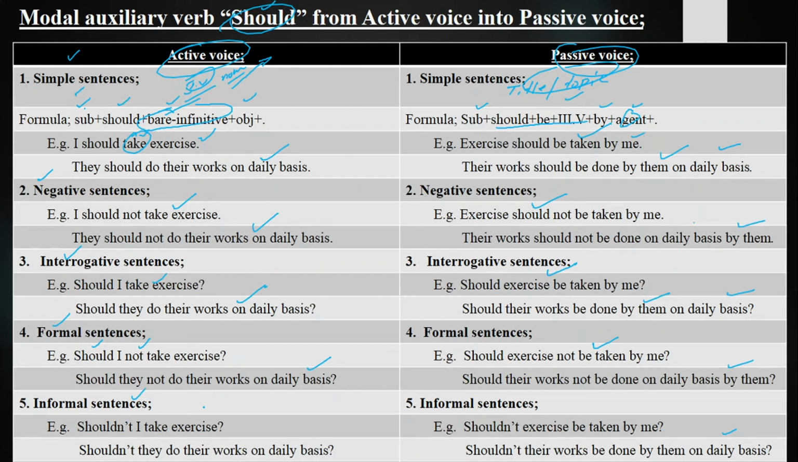Shouldn't I take exercise? Shouldn't exercise be taken by me? Shouldn't they do their works on daily basis? Shouldn't their works be done on daily basis, or by them on daily basis, or on daily basis by them? So you can change them in two ways. So these are the sentences of modal auxiliary verb should from active voice into passive voice. Main thing is practice. We'll take the core verbs and try to change them from active voice into passive voice.